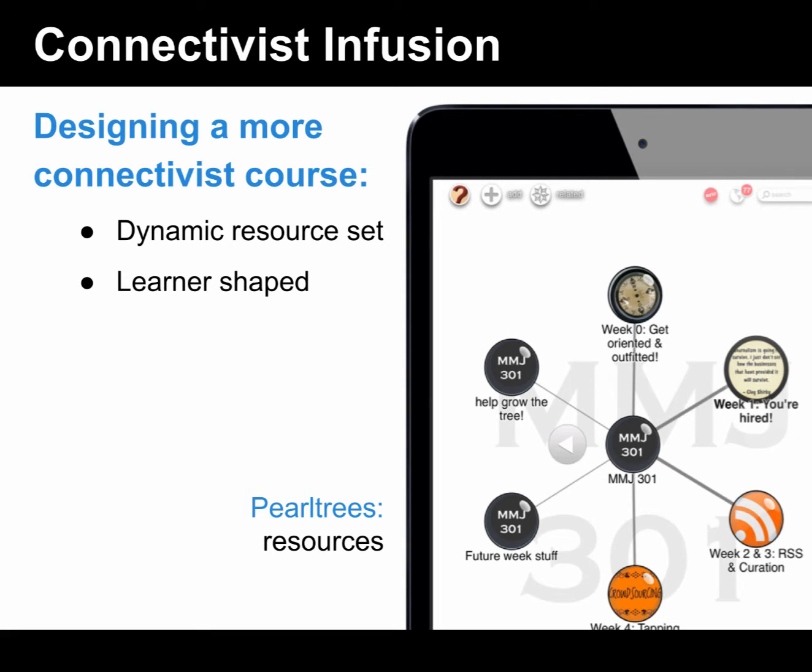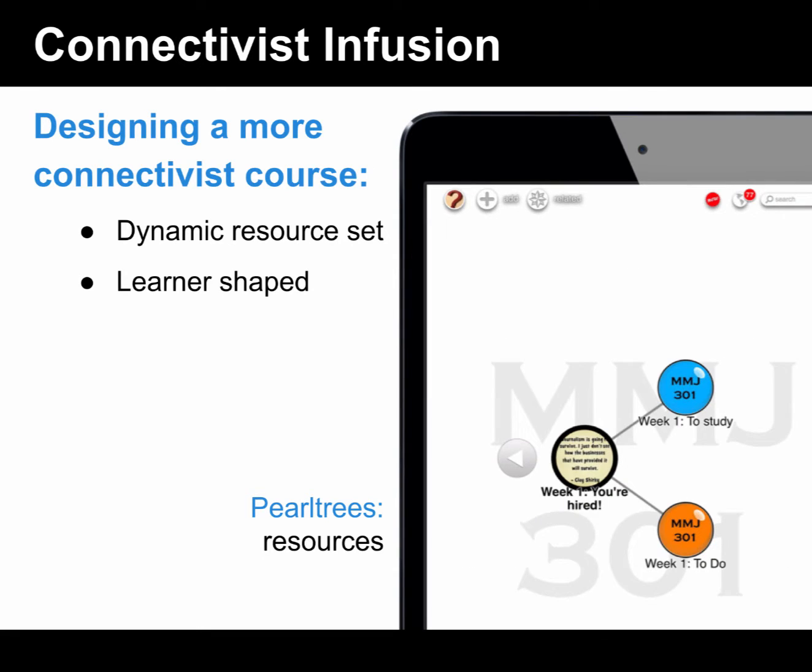And this relates to another connectivist idea, which is they believe that the resources to be used in a course should be dynamic and have the ability to be influenced and shaped by the learners themselves. As such, I am using the social bookmarking service Pearltrees as the means to provide resources in the course. And what you're seeing on the right is a few weeks of the course, and each of those pearls are trees that can be dove into.